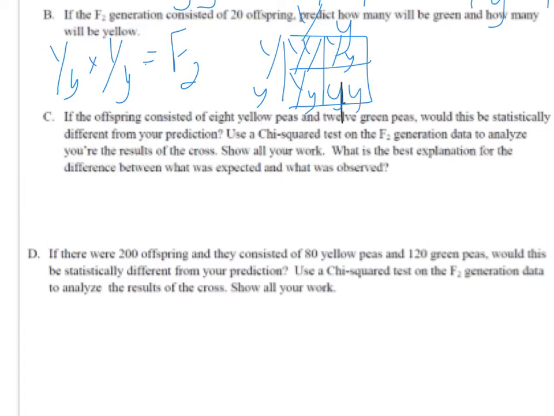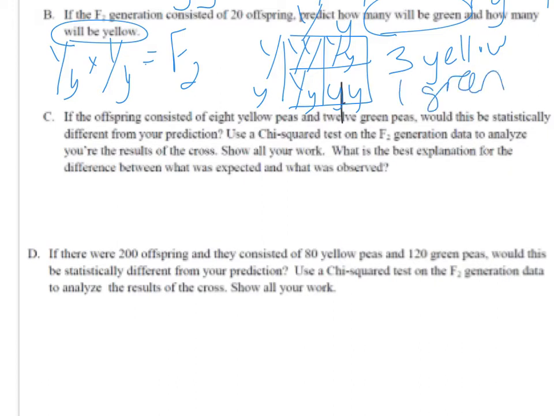Okay, so I'm talking about phenotypes here. It wants to know how many will be green and how many will be yellow. Well, I know my ratio here is 3 of them will be yellow, right? And 1 of them will be green. So again, I know I have that 3/4 or 75%. And then for green ones, I have 1/4 or 25%. So I need to apply that to 20.